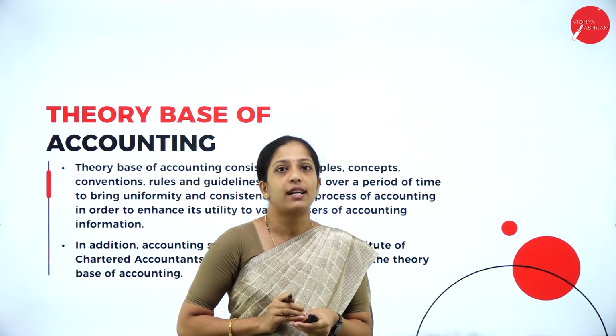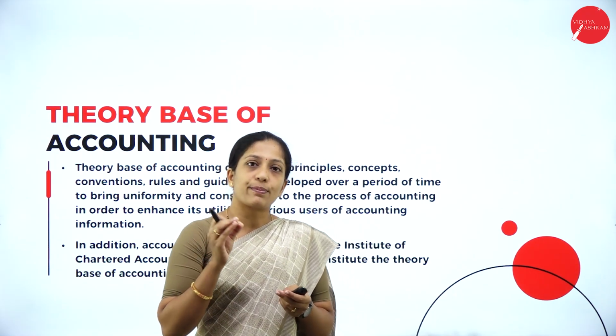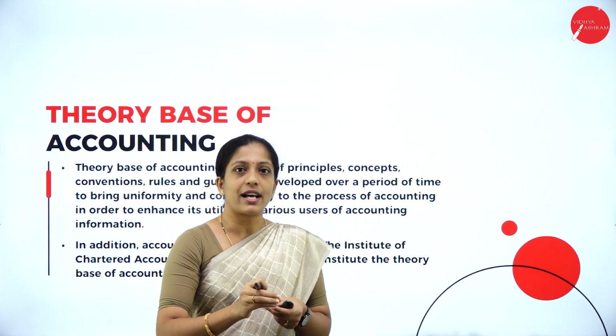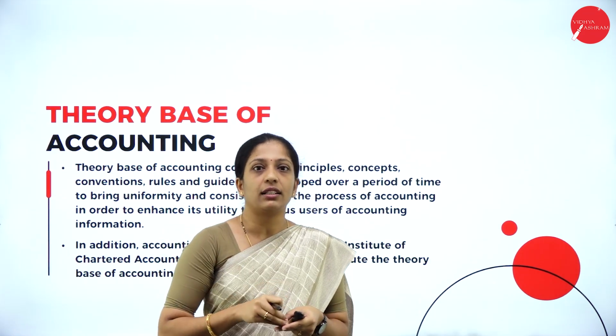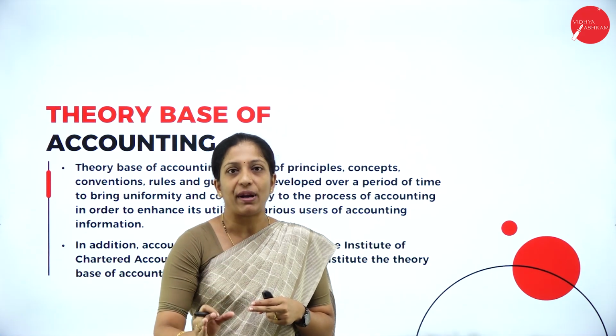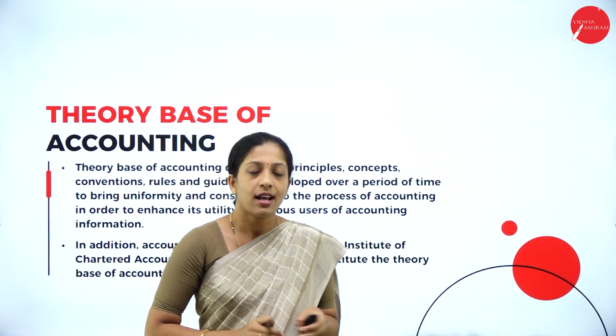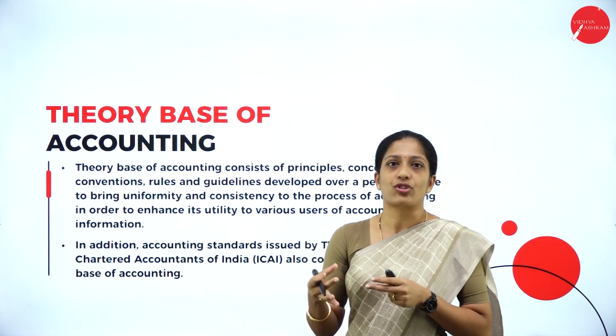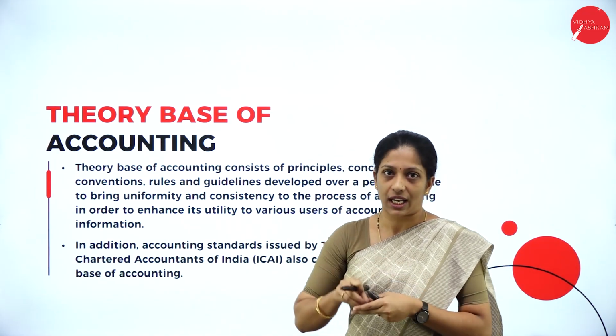So, accounting is called a science. Accounting is both a science as well as an art, because accounting contains the theoretical aspect, and after learning the theoretical aspect, we are going to apply it. So, it is called an art. Now let us see what this theory base of accounting is. What are actually the theoretical aspects of accounting?